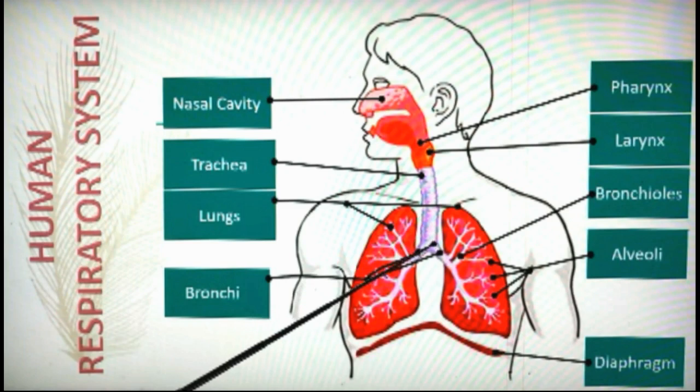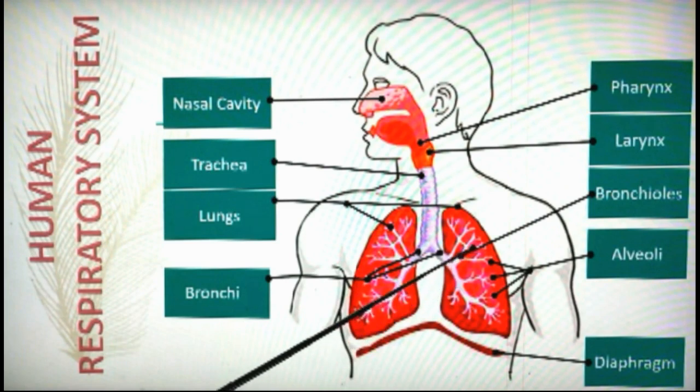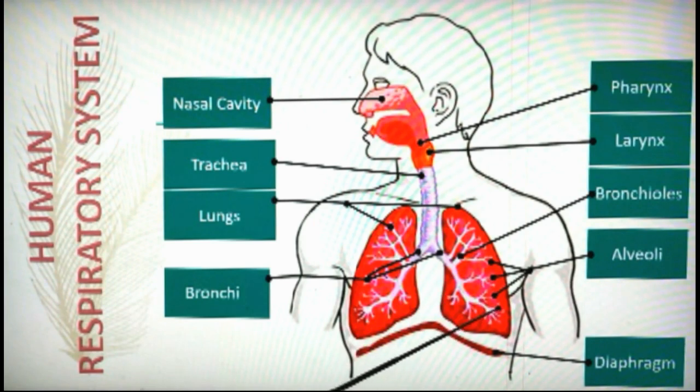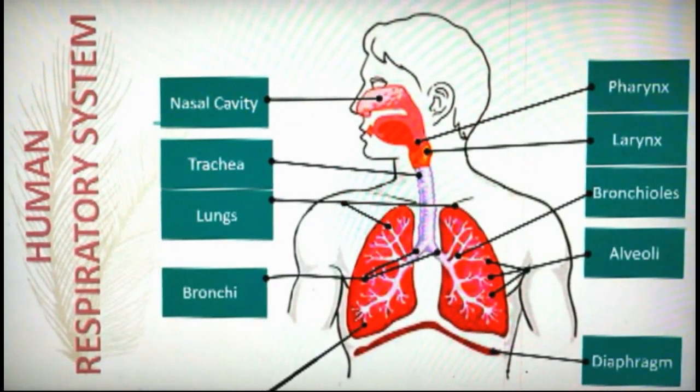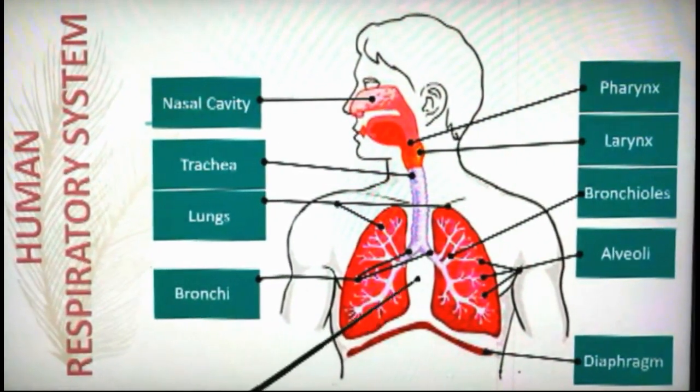And this trachea, it branches into two bronchi. Bronchi end in bronchioles and other branch structures. At the end of the bronchioles, we could see small balloon-shaped structures or grape-like structures known as alveoli. And the main function of alveoli is the gaseous exchange. That's exchange of oxygen and carbon dioxide takes place inside the alveoli. And you know the location of the lungs.